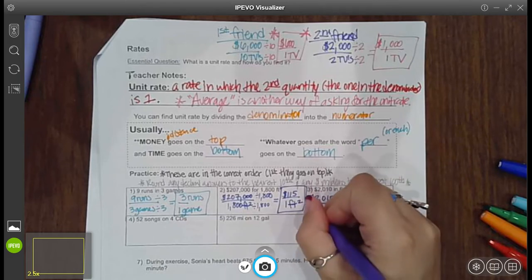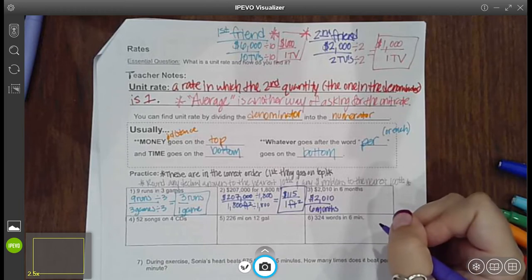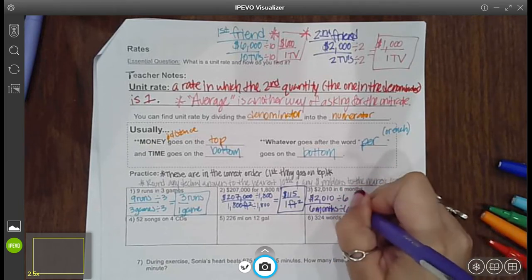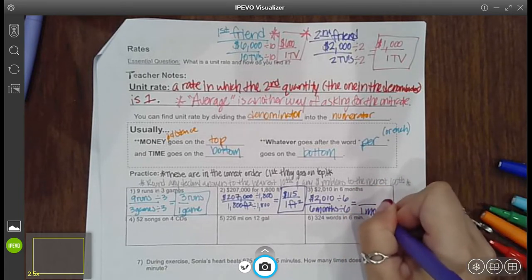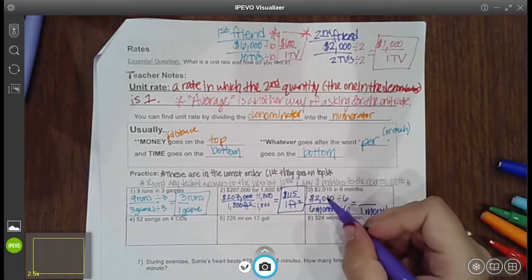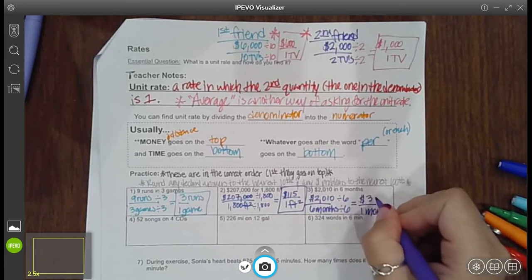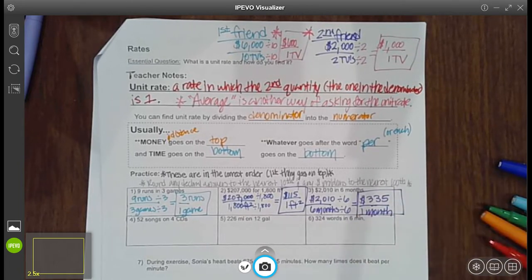$2,010 in 6 months. So what was the unit rate? How much did you earn per month? Well, let's divide them both by whatever that denominator is of 6. 6 divided by 6 is 1. So now I can figure out how much it is per 1 month if I do 2,010 divided by 6. Get your calculator out, and you got $335 per month is how much you average then if you earned this much in 6 months.